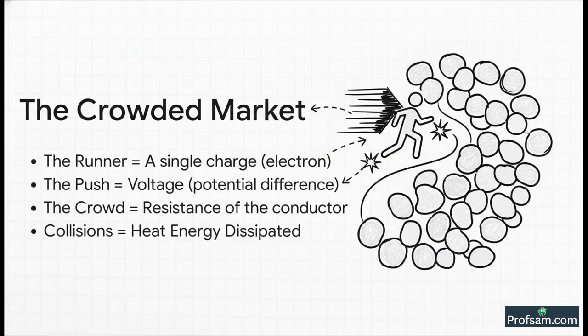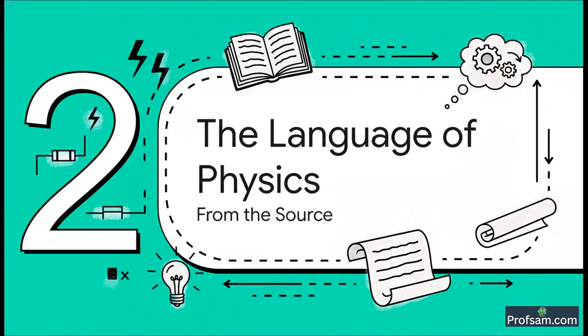Now let's break this picture down. That runner, of course, is our single charge, the electron. Now what's making him run? There's a constant push from behind, forcing him through the crowd. That push is our voltage, the potential difference. And the crowd itself? All those people getting in the way, making it difficult to run? That's the resistance of the wire. So what happens when our runner bumps and jostles and collides with people in the crowd? Well, there's commotion, there's friction, things heat up. That chaos, those collisions, that is the heat energy being dissipated. Simple, isn't it? Okay, perfect.